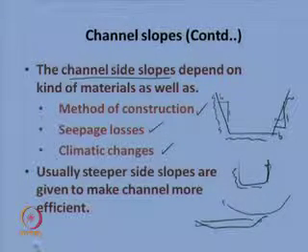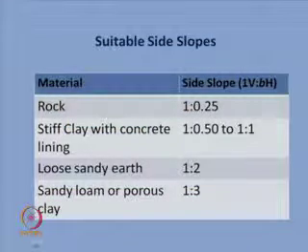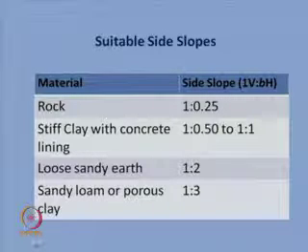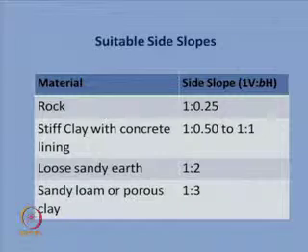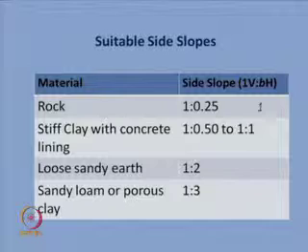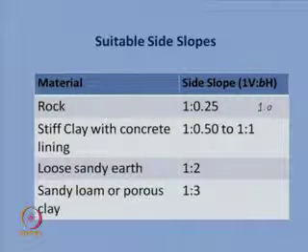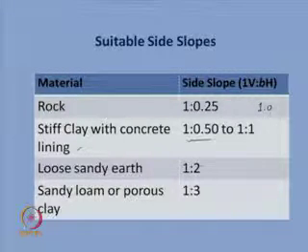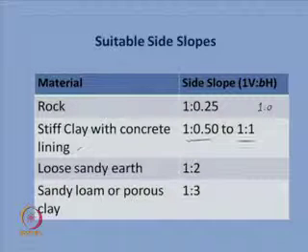The general social criteria is also required. A table we have just given for suitable side slopes that are generally adopted. So, in rocks it is 1:1.25, or almost you can say 1:0 can also be given, meaning there is no need of a side slope. For stiff clay with concrete lining, you will see that this is 1:0.5 up to 1:1.